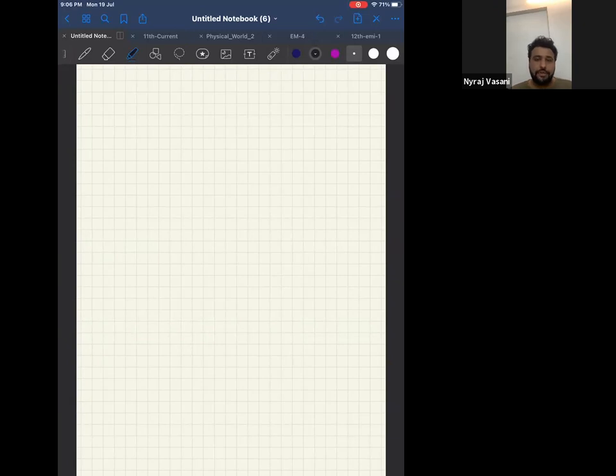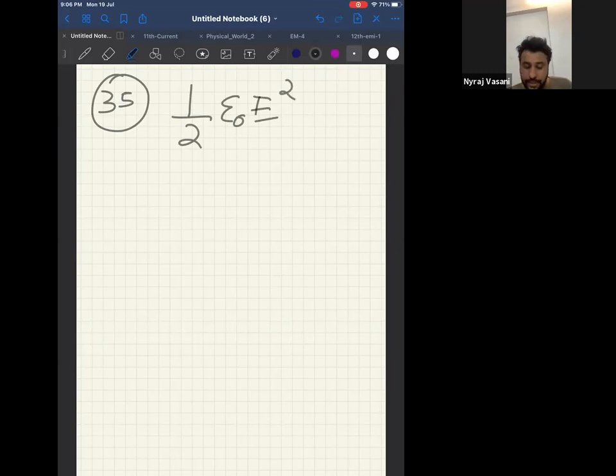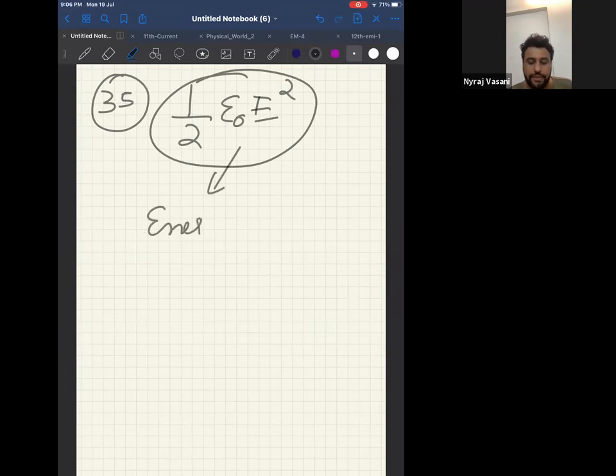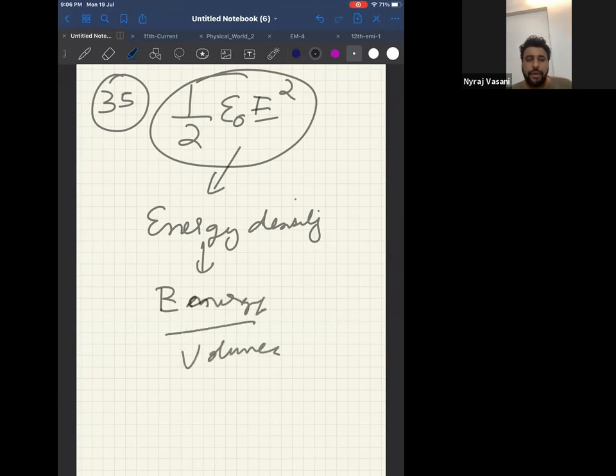Next question. Now, please listen to me. Question number 35. They are asking what is the dimension of half epsilon naught E square. Now this quantity is nothing but energy density. Whenever this quantity comes, half epsilon naught E square, you will learn it in your 12th standard electrostatics also. This term is energy density, and the primitive formula for energy density is energy upon volume.